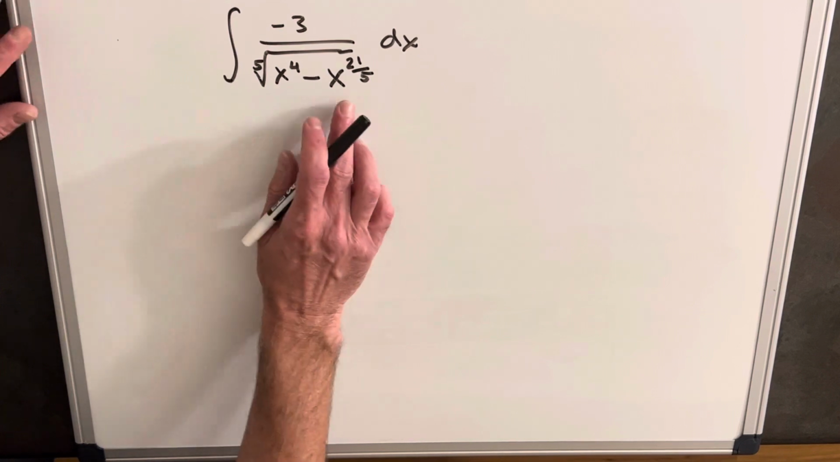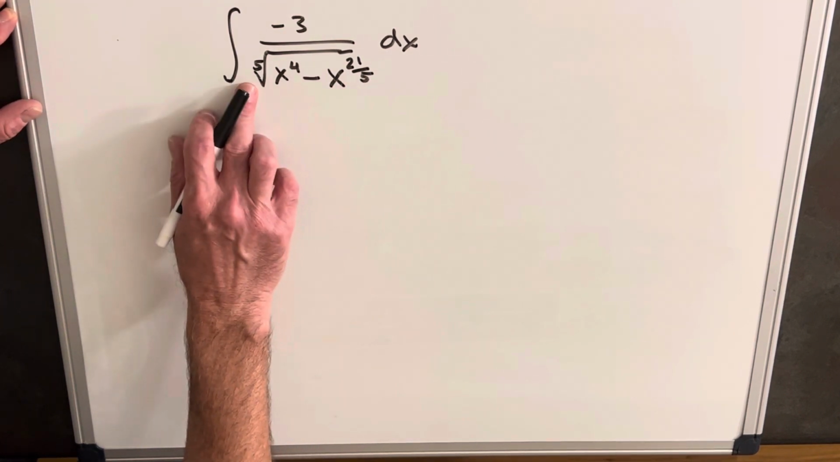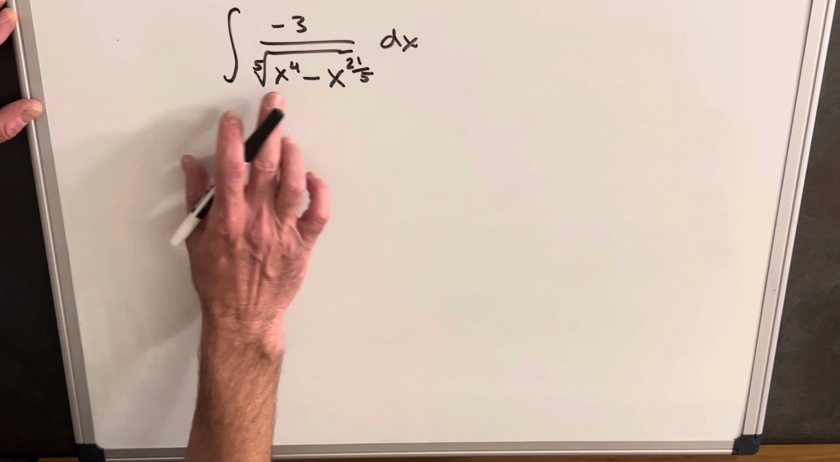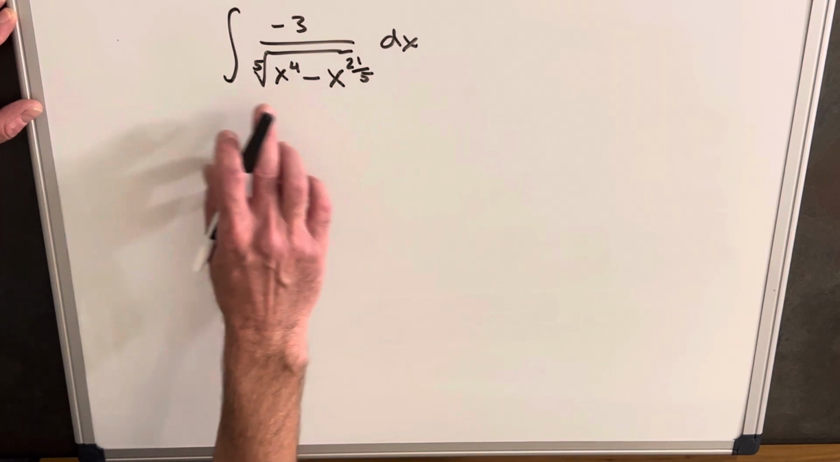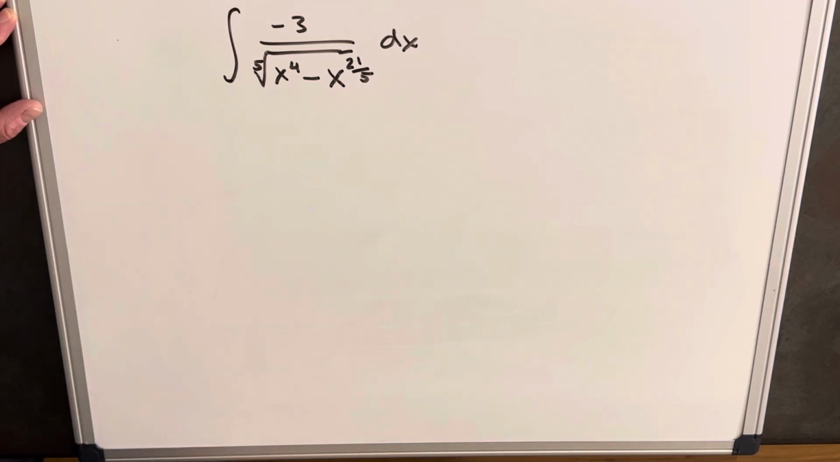My first thought was to try to take the 5th out of the radical, matching the 5 with the 5th root. But if you take that out of the radical, it actually makes it worse, because then you're putting 1/5 on this, so now what you have outside is 21 over 25. So I don't think that's going to help.